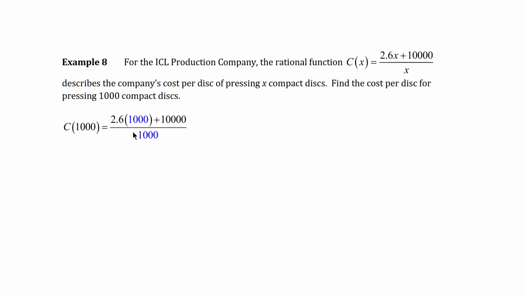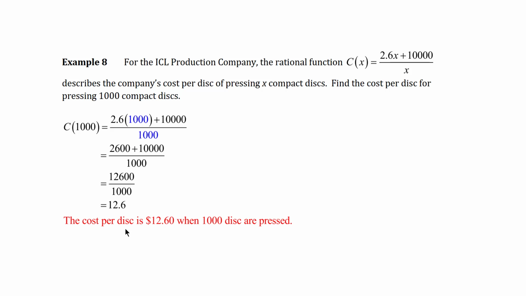Next, I'm going to multiply the 2.6 and the 1,000. This is equal to 2,600 plus 10,000 divided by 1,000. Next, we could add the 2,600 plus the 10,000 on the numerator. This is equal to 12,600 divided by 1,000. Simplifying further, we get 12.6. This means that the cost per disk is $12.60 when 1,000 disks are pressed.